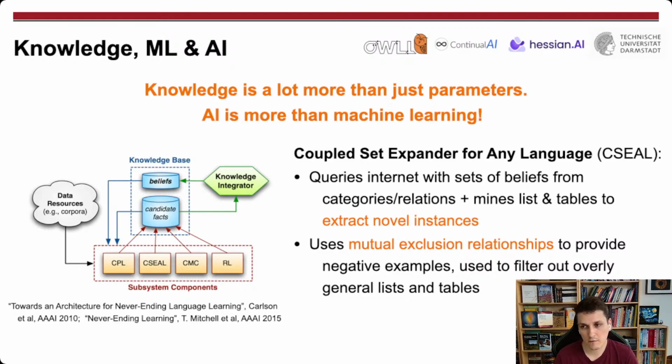It queries the internet with a set of beliefs from the categories and relations, and then starts to mine lists and tables to extract novel instances. It does so by using mutual exclusion relationships to provide negative examples, to again filter out overly general lists and tables. And I'm going a bit out on a stretch here because it's potentially far-fetched, but if it helps your intuition, it's a bit like what we've said we could include, a negative form of knowledge, like our ideas of known unknowns, for instance, into training when we've talked about open versus closed worlds.